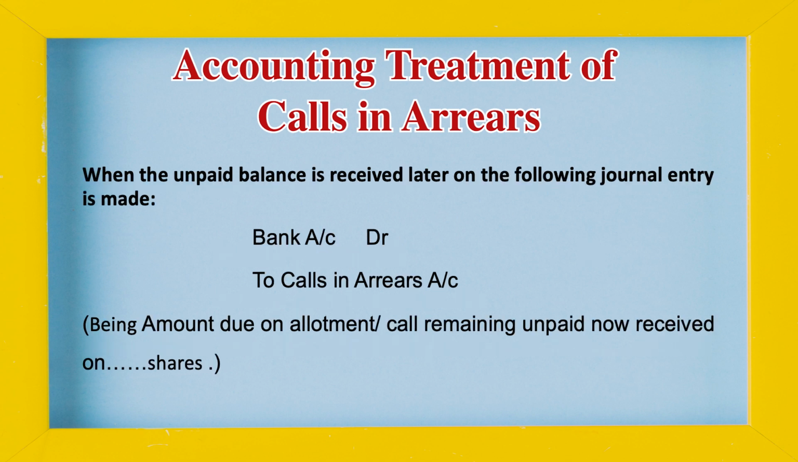The second entry, when the unpaid balance is received later on, the following journal entry is made: bank account debited to calls in arrears account. The narration is being amount due on allotment or call remaining unpaid now received on number of shares. Let us discuss a case of call in arrears account.